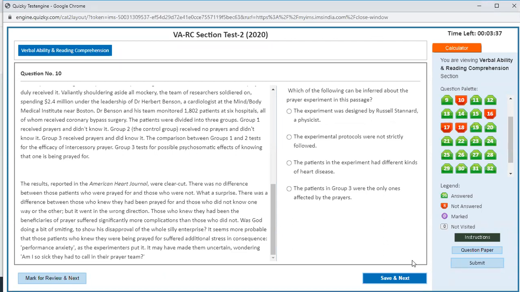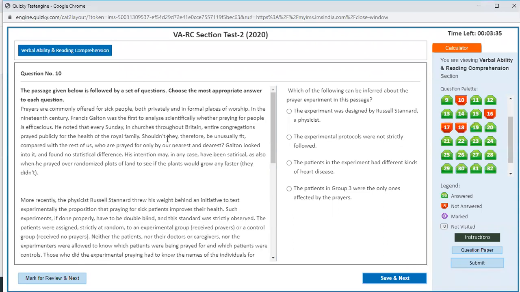It was designed by Russell Stannard, a physicist. Where was Russell Stannard mentioned? I think he was the first person. More recently, the physicist Russell Stannard threw his weight behind an initiative test. Threw his weight behind. Okay, it means there was an already ongoing test. He just threw his weight behind it. Okay, he backed it. Okay, was designed?